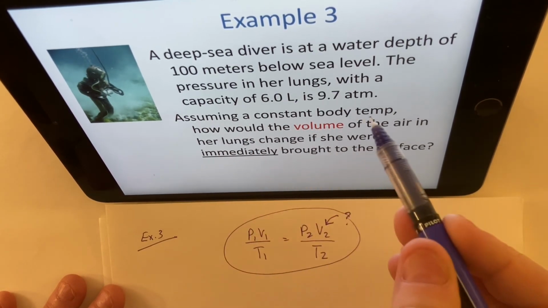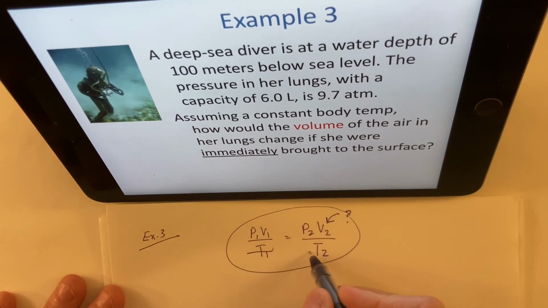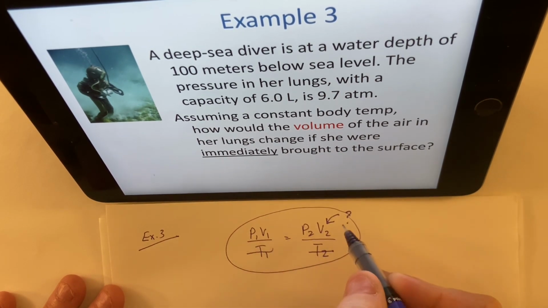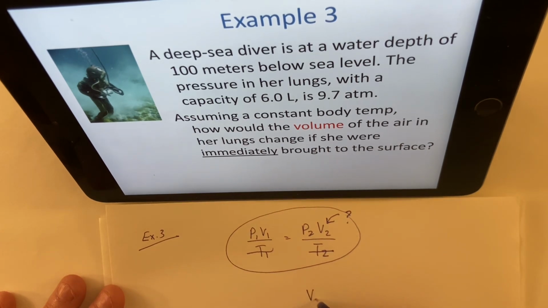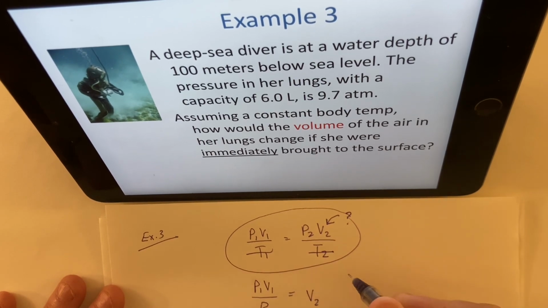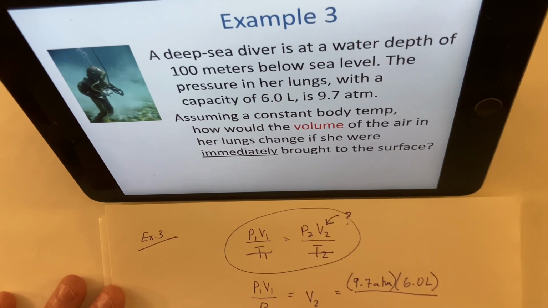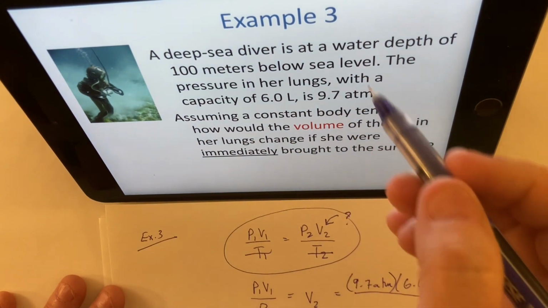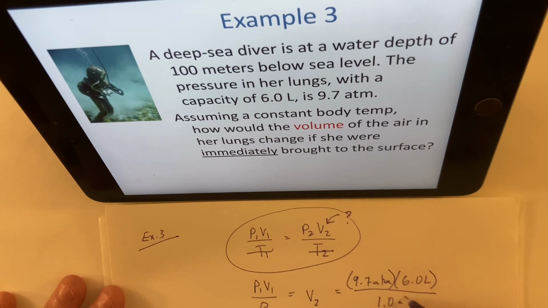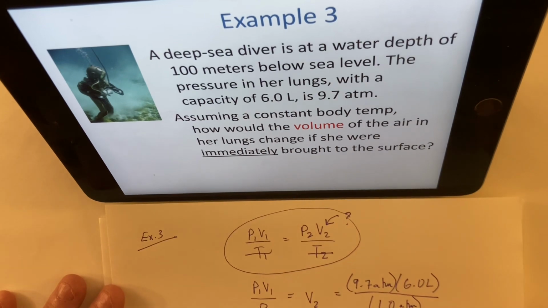Now, temperature is not changing, so we could just leave that out. So we just have P1V1 equals P2V2. So V2 is equal to P1V1 over P2. The first pressure is 9.7 atmospheres. The first volume is filling the lungs, 6.0 liters. And then the second pressure, what's that? Oh, that's at sea level, brought to the surface. So that's 1 atmosphere, sea level. So we calculate this.